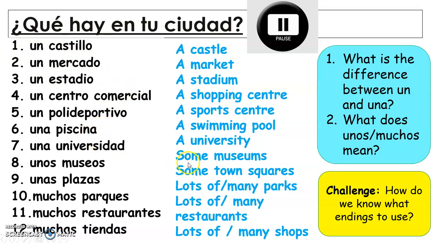Then we have unos and unas for some, and then we have muchos and muchas for lots of or many. And again, how do we know what endings to use? We're dependent on the noun. The noun and the adjective is what's going to determine if we use something finishing in o or something finishing in a. Okay?